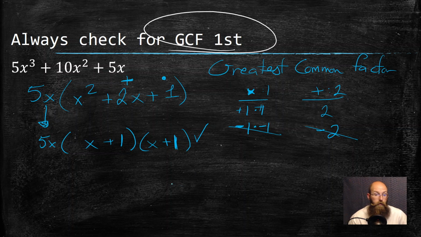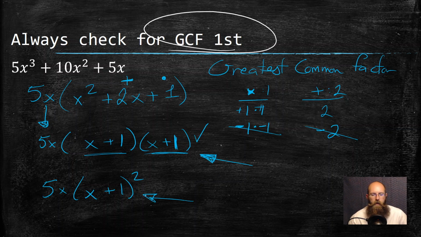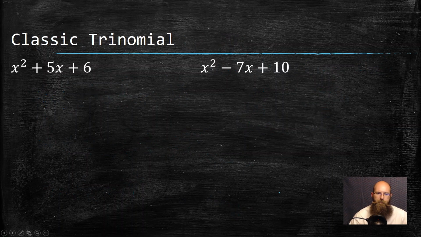One small thing I could do if I wanted to be super fancy is leave that 5x out in front, but x plus 1 times x plus 1, I can rewrite that as x plus 1 squared. So again, that is the one that is fine for almost everybody, and this is just a really fancy way of writing it. Let's check out our next one.